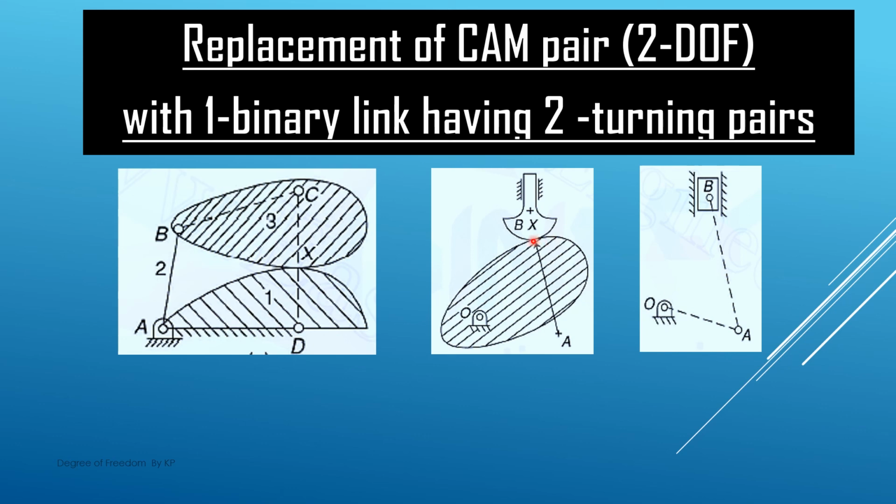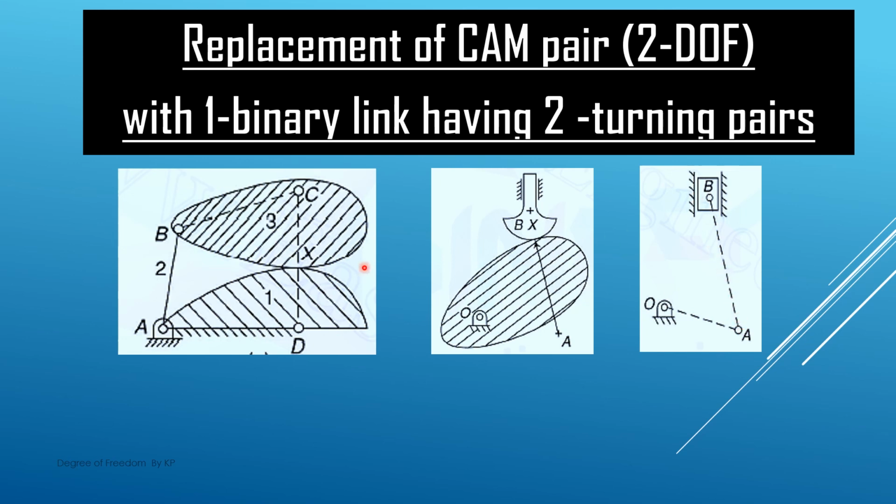With respect to that point of contact, we have to identify the center of curvature for the upper link, and that is B. B is the center of curvature for the upper link, and for the lower link, A is the center of curvature with respect to that point of contact x. Although it has varying curvature at different points, with respect to that point of contact x we have to identify. So B and A are the centers of curvature. We join B with A including x. This way these two cam pairs again can be replaced with one binary link having two turning pairs at points B and A.